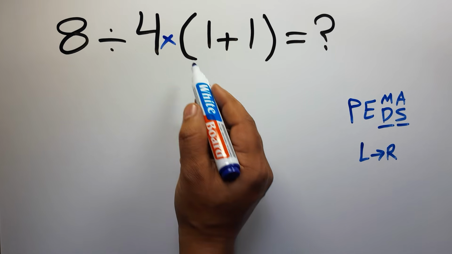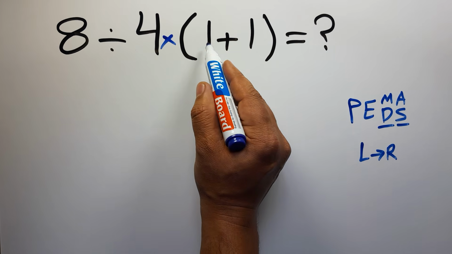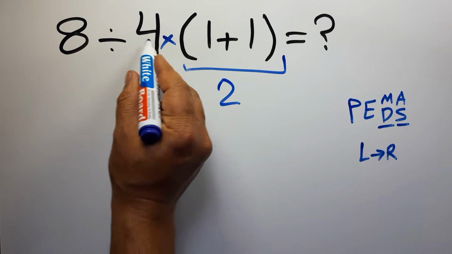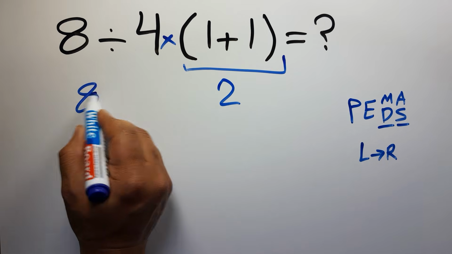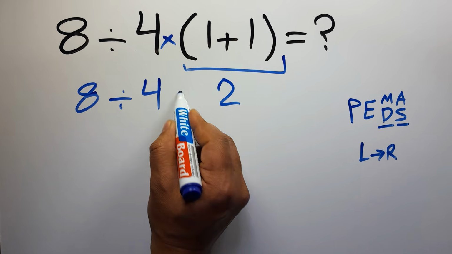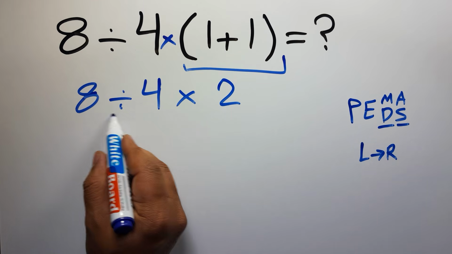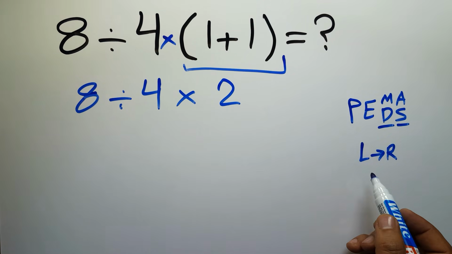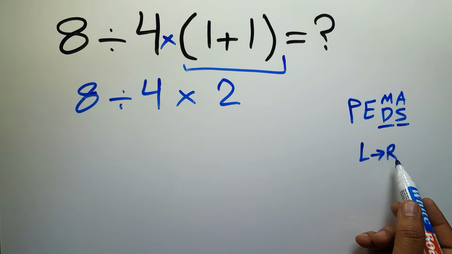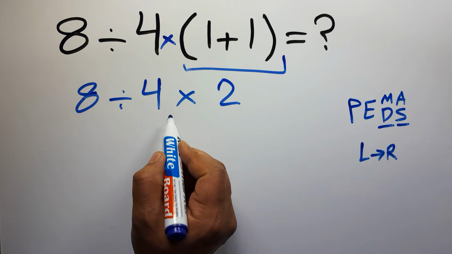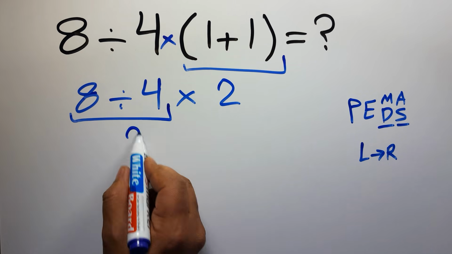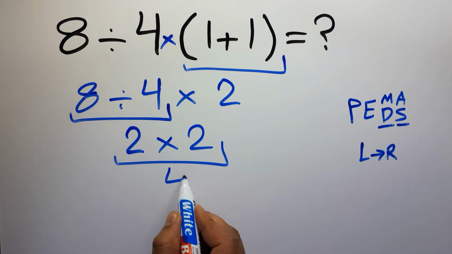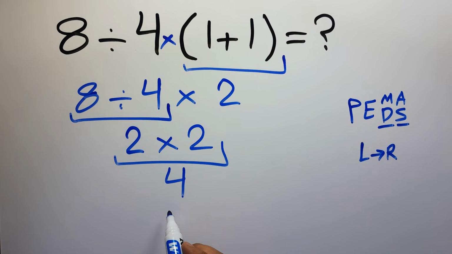Okay? So first this parentheses. Inside this parentheses we have 1 plus 1, which gives us 2. So 8 divided by 4, then times 2. Now we have to do this division, because as I said, multiplication and division have equal priority and we have to work from left to right. So first 8 divided by 4, which equals 2. So 2 times 2 gives us 4. And this is our final answer to this problem.